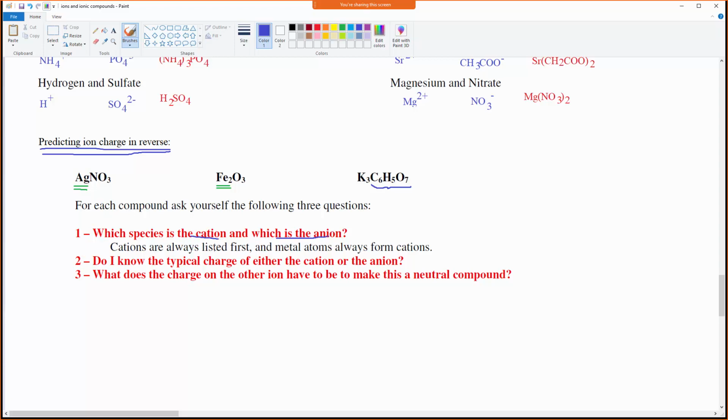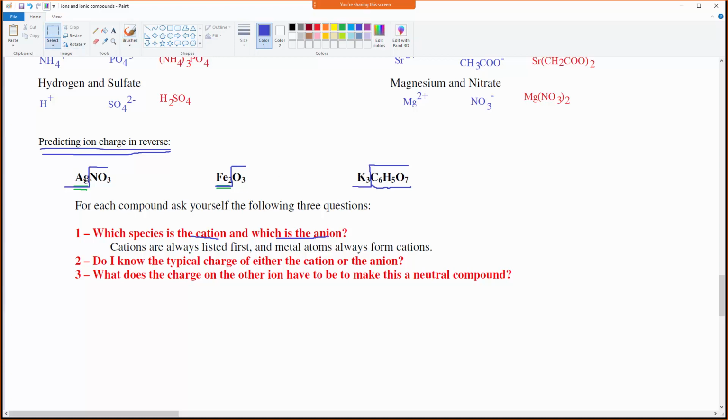The cations are always listed first, and metal atoms always form cations. So for instance, with AgNO3, you're going to cut it right there and say Ag was my cation because it's a metal atom, and metal atoms always form cations. For this Fe2O3, we're going to cut it right here because Fe is a metal, and metals always form cations. For this one right here, we're going to cut it right here because K, potassium, is a metal, and metals always form cations. Does that make sense? You guys with me?